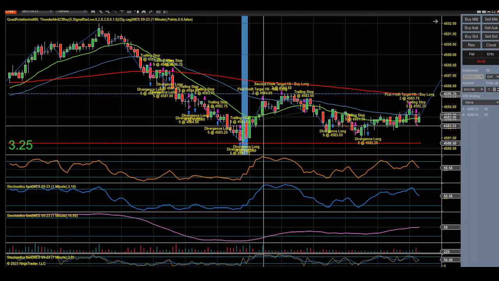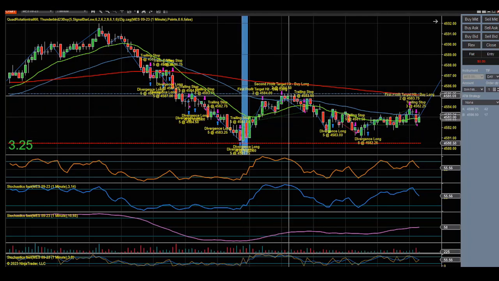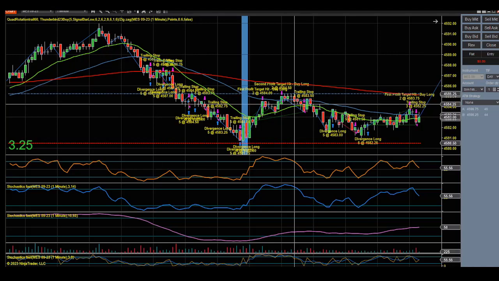It's not the end of everything. It's not like here's your entry and that's the low of the market. It's going to give you a bigger move than the average move. That's been happening.